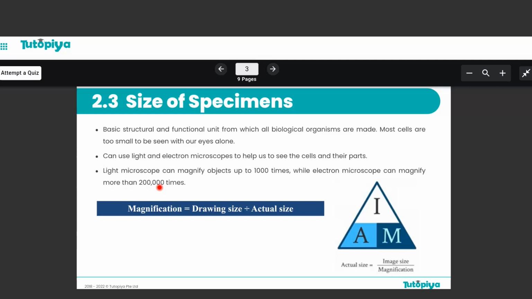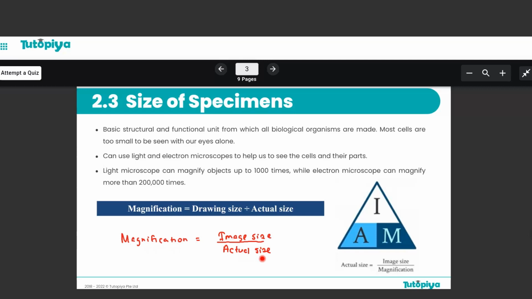So that's basically what magnification is all about. Magnification is simply how much an actual object has been enlarged by. For example, the light microscope can enlarge an object by roughly 1,000 times the actual size. And we give magnification by this formula: magnification equals image size divided by actual size. This is the equation we use for magnification.